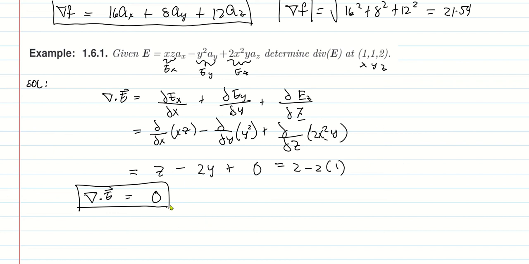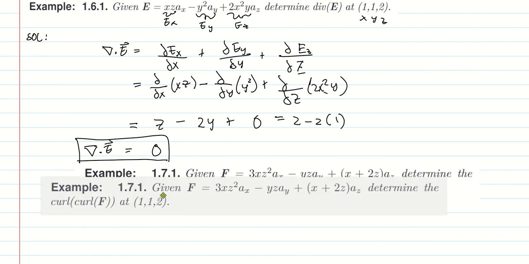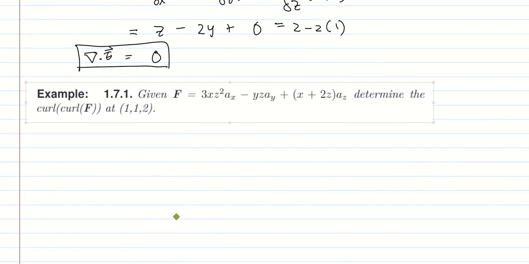Next, for the curl, given a vector field equal to this one, determine the curl of the curl of F. This is somewhat more difficult compared to the previous two examples. At the same time, this is a cross product because we are determining the curl. Then we want to determine the curl twice: determine the curl of F, and determine that curl again.